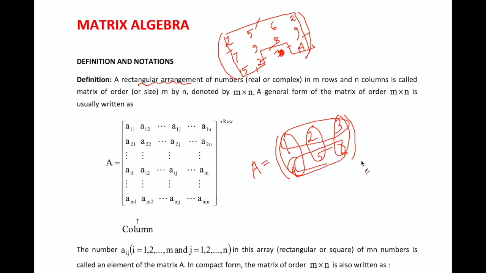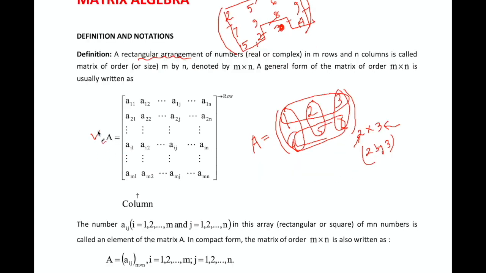And the number of rows and columns indicates the order of a matrix. You need to put this order here, 2 by 3. You should read it as 2 by 3, but write it as 2 cross 3. Here 2 indicates the number of rows and 3 indicates the number of columns. Let us consider this matrix. It has how many rows?